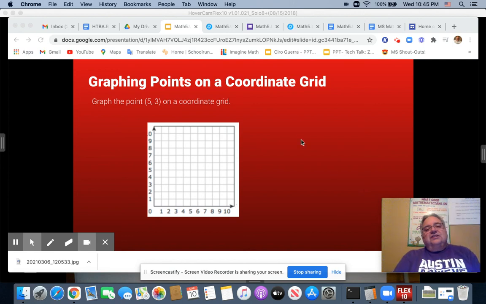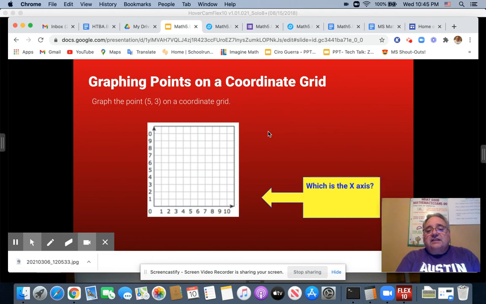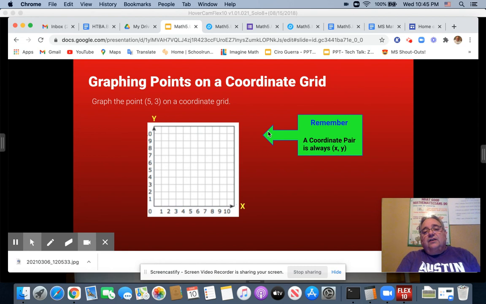Welcome back, scholars. Here's a slide just to make sure that we did everything correctly. Going to go through it pretty quickly. What's the x-axis? Which is the y-axis? Make sure that we look at the graph, which shows us, hey, the coordinate pair is always x, y. So x is 5 and 3 is the y-axis. And let's plot the point. And how do we plot it?